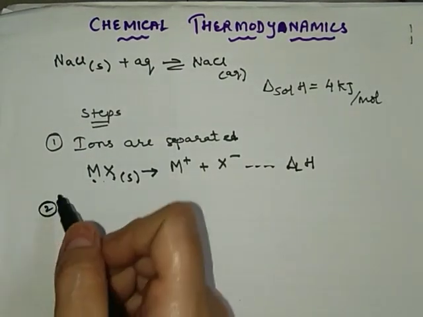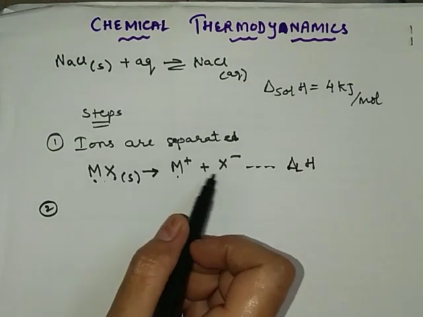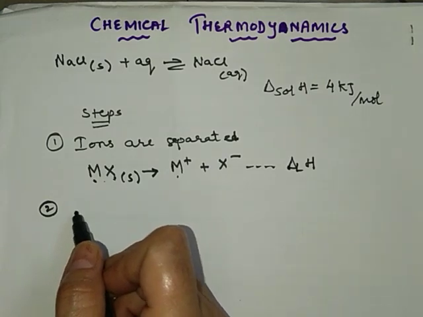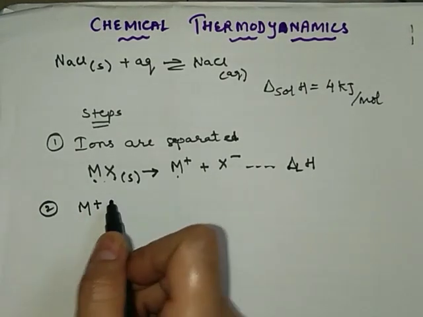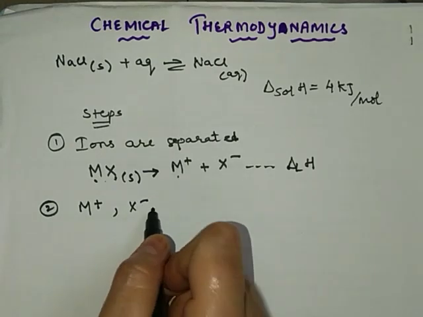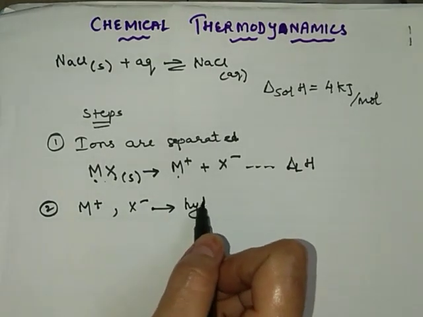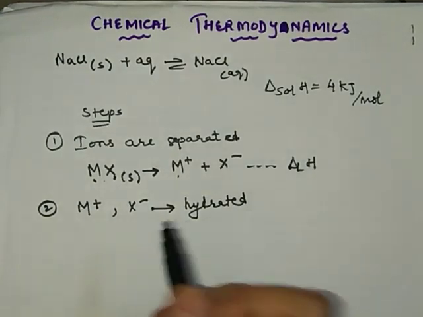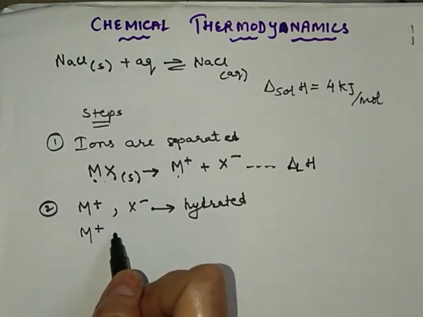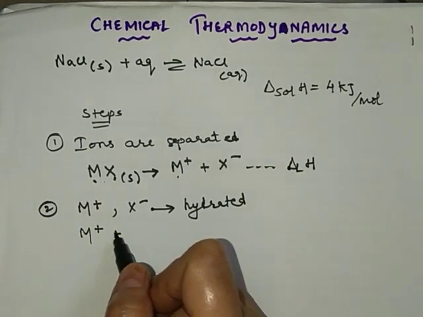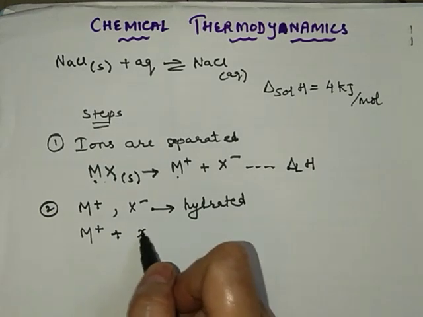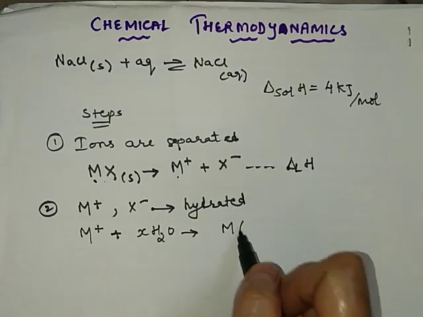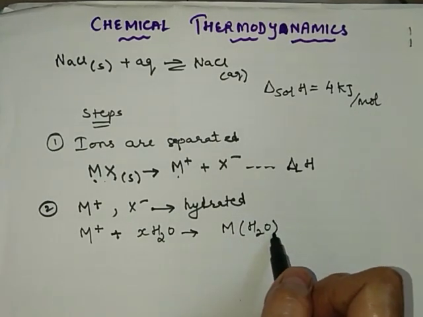Okay, now what is step 2? The ions which are formed get hydrated with the water molecules surrounding them. So M plus and X minus, both of these ions get what? Hydrated, meaning they get surrounded by water molecules. And how can I represent this? Suppose M plus reacts or combines with x moles of water, so it will form what? A complex which we represent in this way.